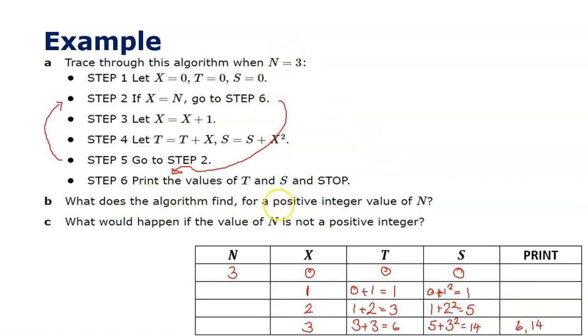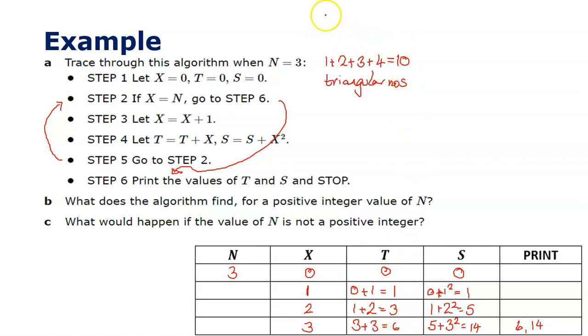What does the algorithm find for a positive integer of n? Well, what did it do? It did 6 and 14. Look, I'll tell you what it does. For any n, and I think this is why they've used the letters t and s. So when I add numbers together like this, for instance, this answer would be 10. These are called the triangular numbers. And the triangular numbers are what you get if you add different numbers together. And I think that 1, 3, 6.